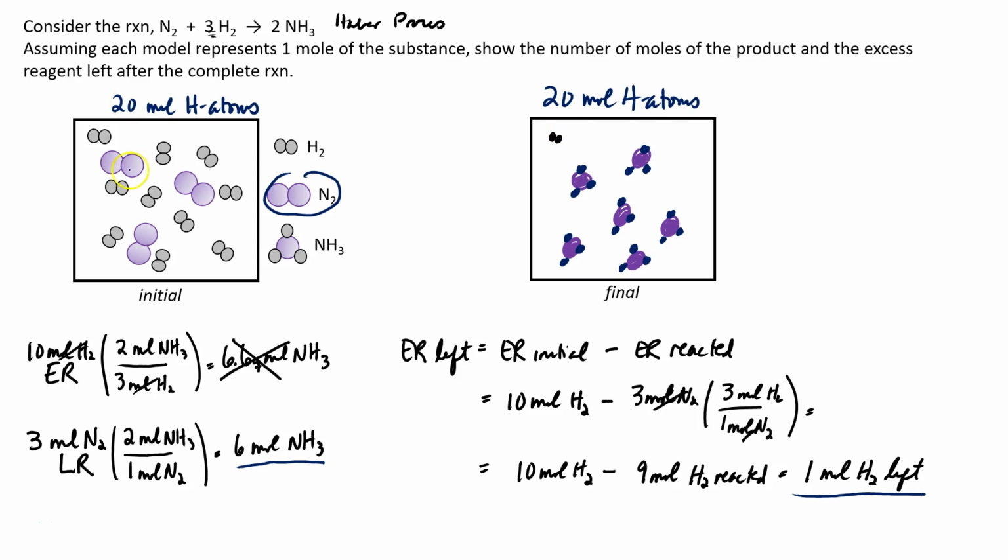And then for the nitrogen, we have 1, 2, 3, 4, 5, 6, 6 moles of N atoms, and you definitely can see those 6 moles of N atoms on the right. So that just illustrates the conservation of mass. We'll do one more limiting reactant problem.